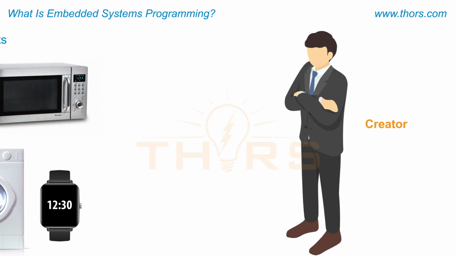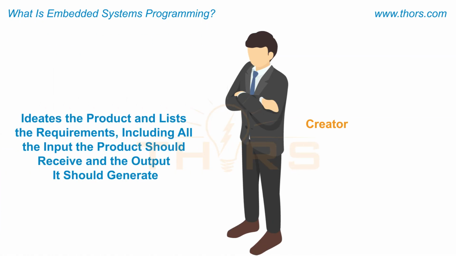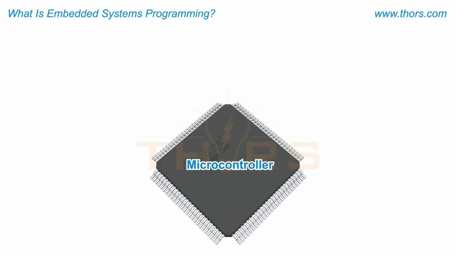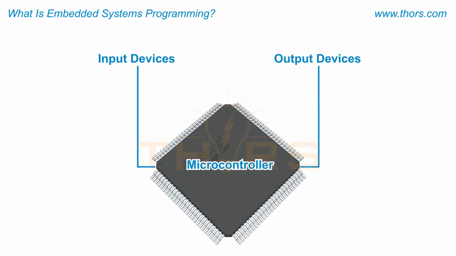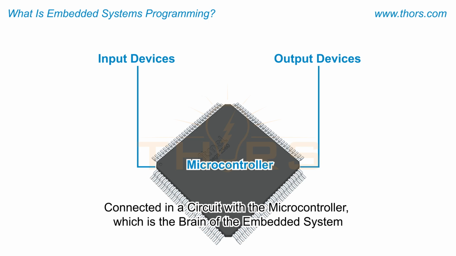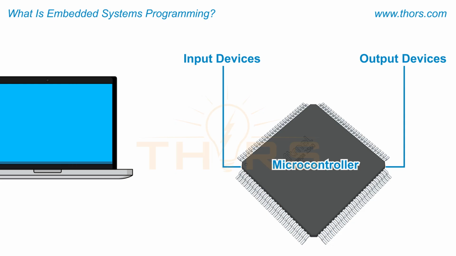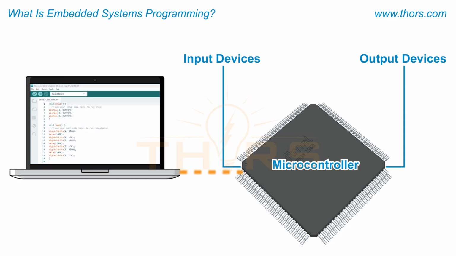a user. The creator of a product first ideates the product and lists the requirements, including all the input the product should receive and the output it should generate. All the hardware components, such as the input and output devices required to execute the product requirements, are connected in a circuit with the microcontroller, which is the brain of the embedded system. The required function of the product is programmed using a programming language and downloaded into the memory of the microcontroller.